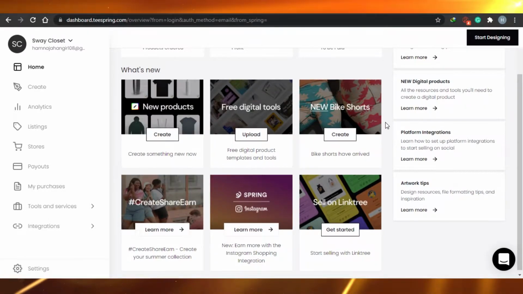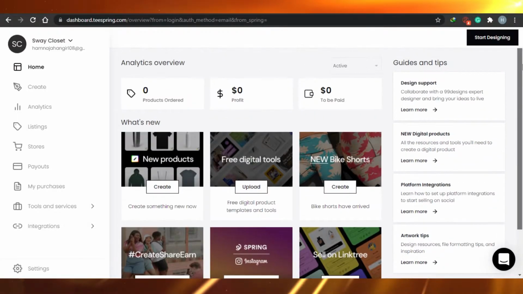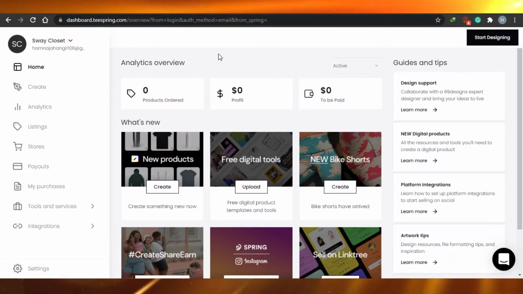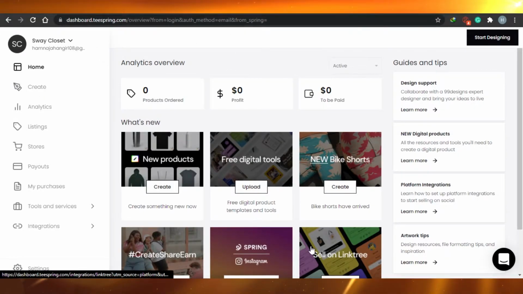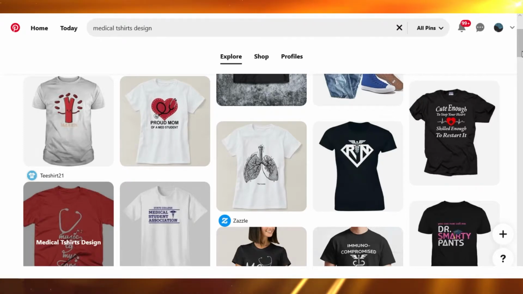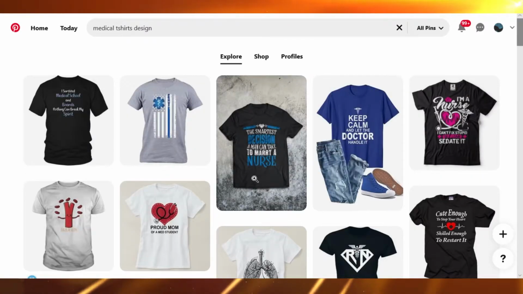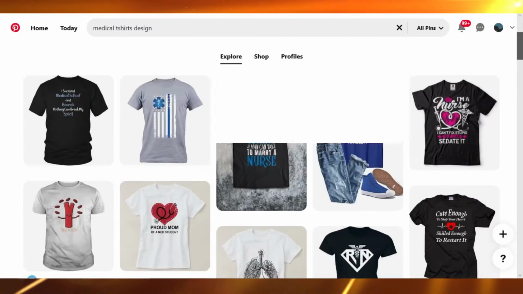First things first, you have to find inspiration for the product. For example, let's just say I want to make my store a medical related store. For example, I want my hoodies and t-shirts to be related to medical stuff. So what I will do is I will just simply go to Pinterest, right? And I will just simply type medical t-shirt designs. So there will be hundreds of thousands of designs on medical t-shirts that will pop up.